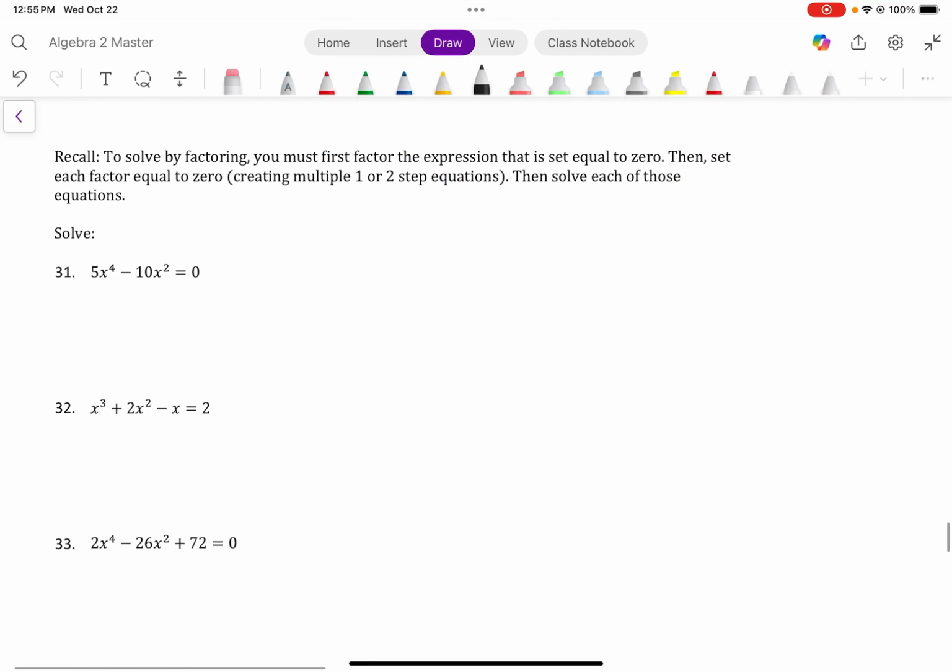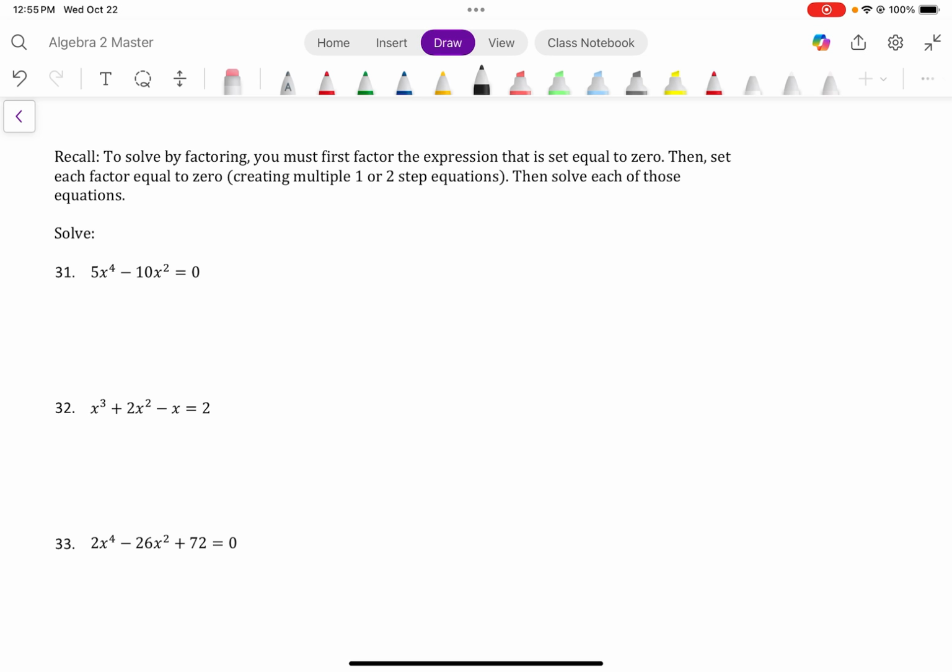In this video, we are going to solve a few polynomials by factoring. So remember, the process is going to be to factor something and then set each factor equal to 0 and then solve that new equation, essentially. We've done this before with quadratics, but now we're just going to extrapolate into higher degree polynomials.